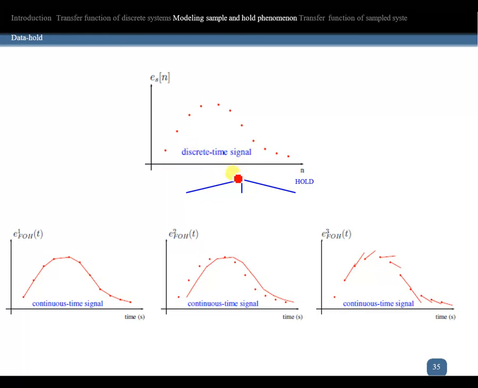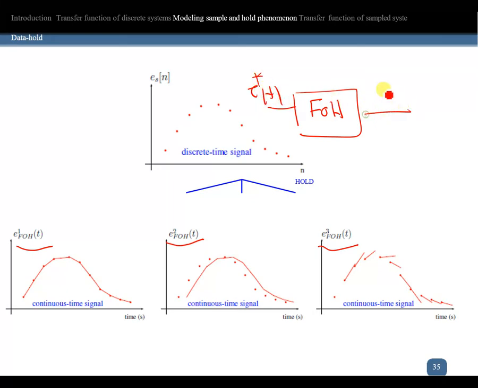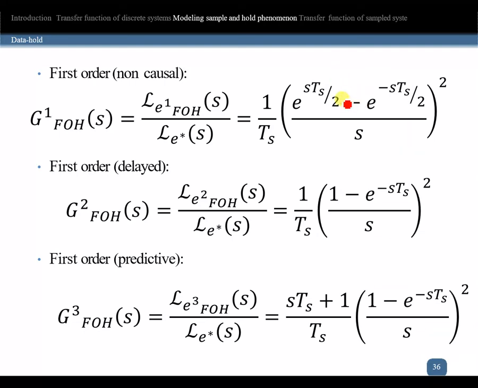Here becomes discrete time, and another holder becomes the first order holder, second order holder, and the third order holder. That means another function is a first order holder. Here becomes E star(t), here becomes e(t). I want to find the transfer function of the first order holder. Here you can refer to the book and find the transfer functions of the first order holder, second order holder, and third order holder, or you can write first order non-causal, first order delayed, and first order predictive. The transfer function will be this.